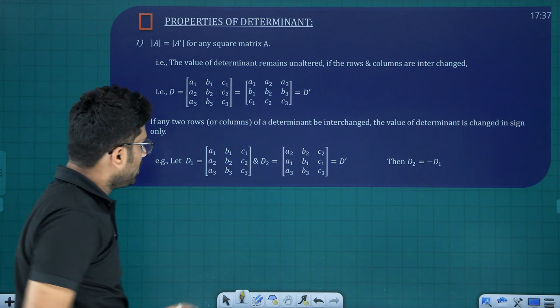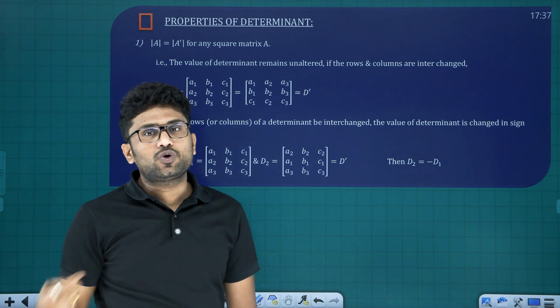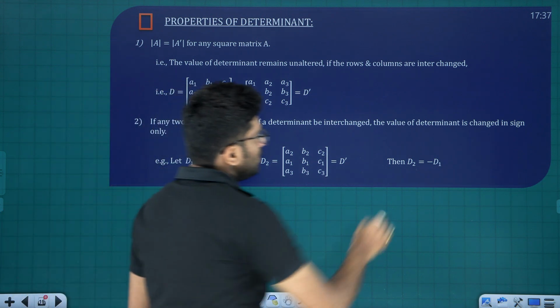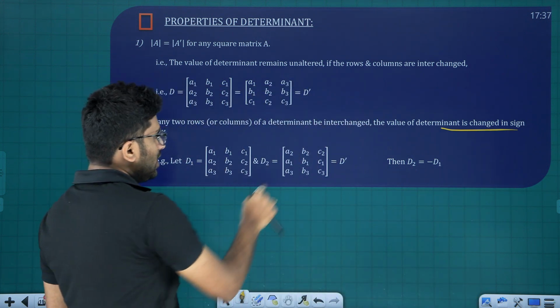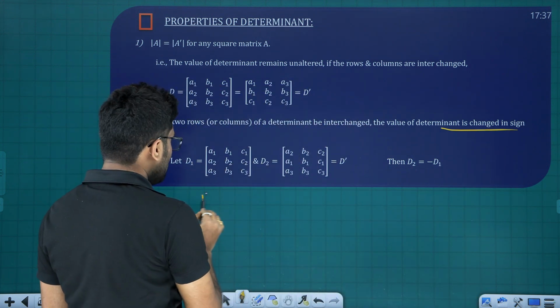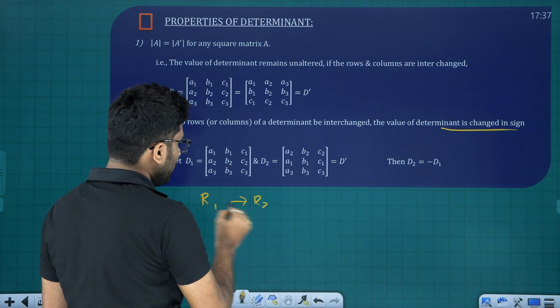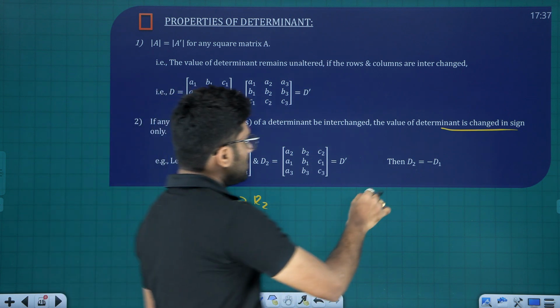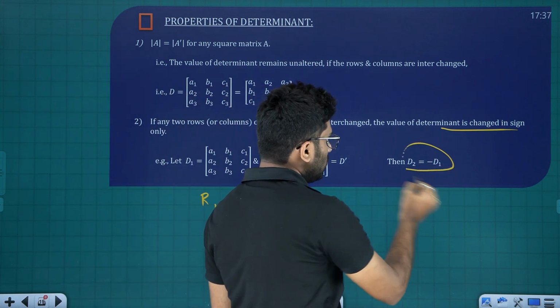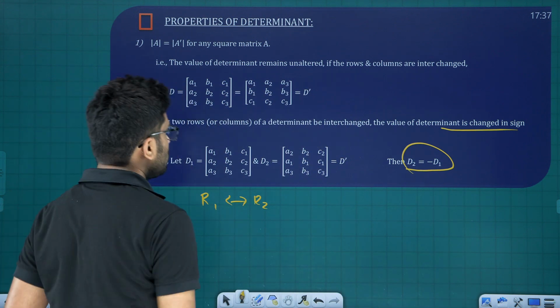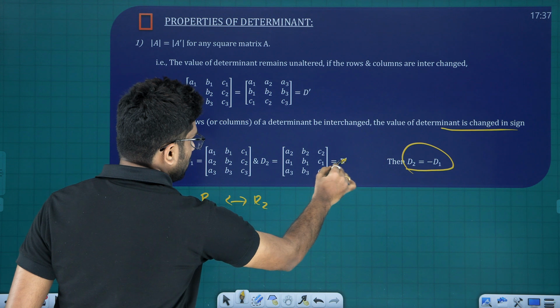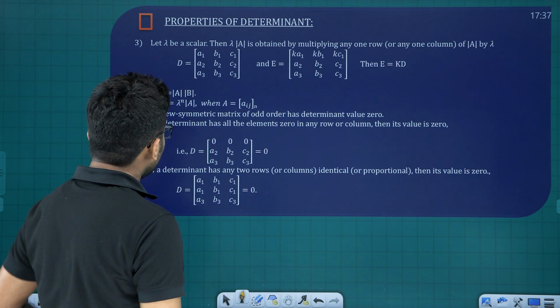Second property: if any 2 rows or 2 columns are interchanged, then the value of the determinant is changed in sign only, friends. See D1. In D2, R1 and R2 have been interchanged. So the determinant of the second matrix, D2, is equal to minus D1.